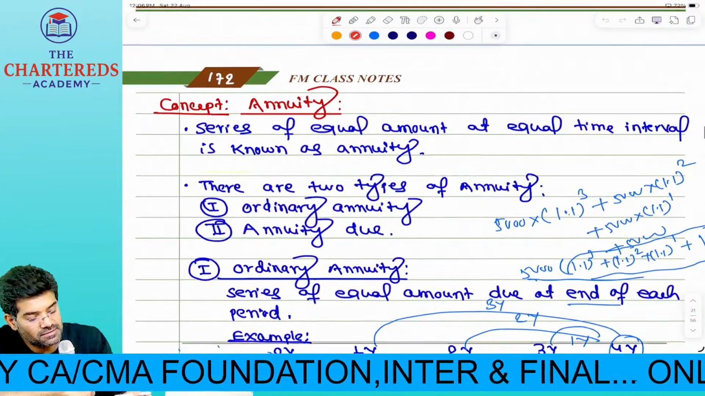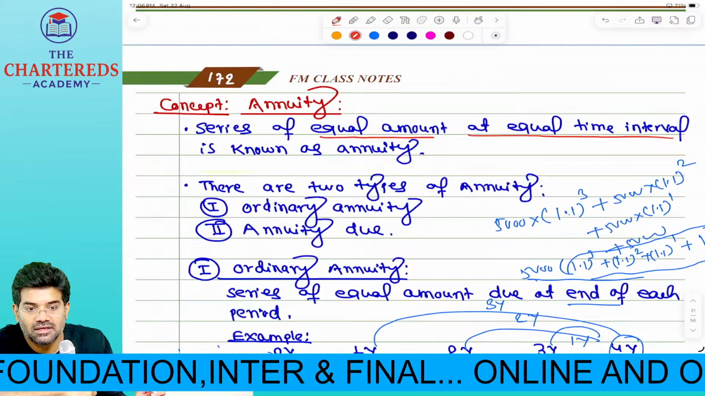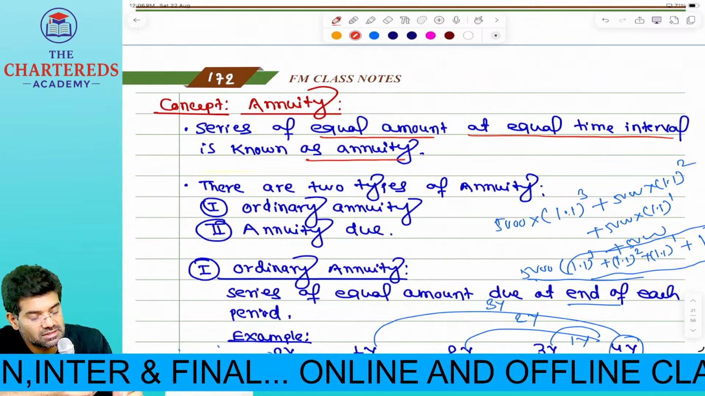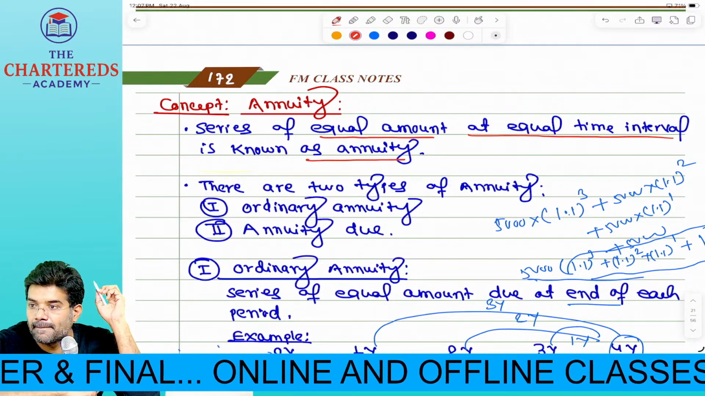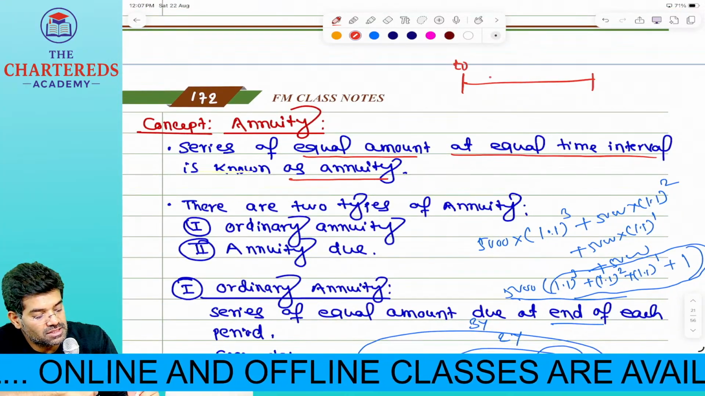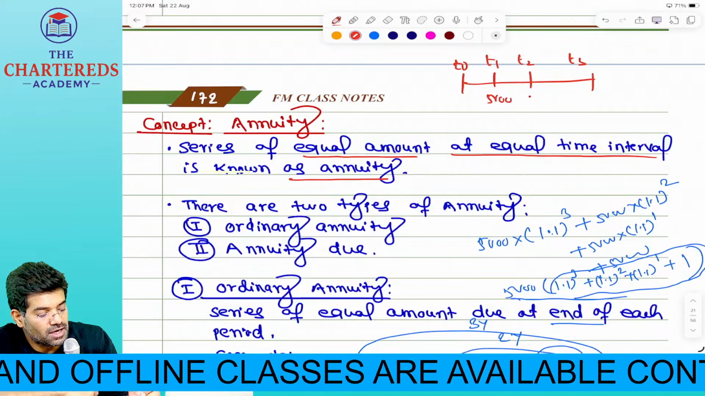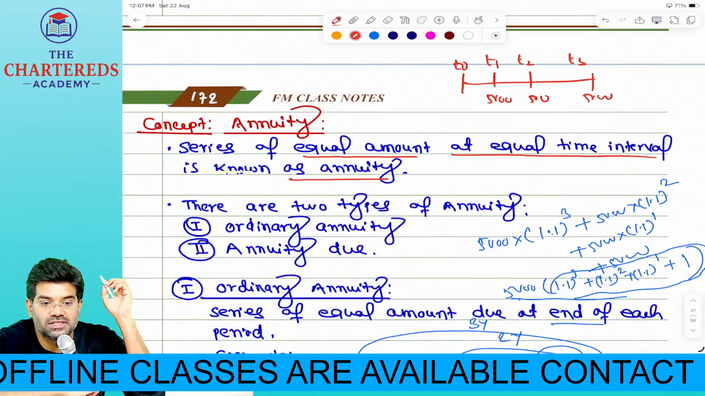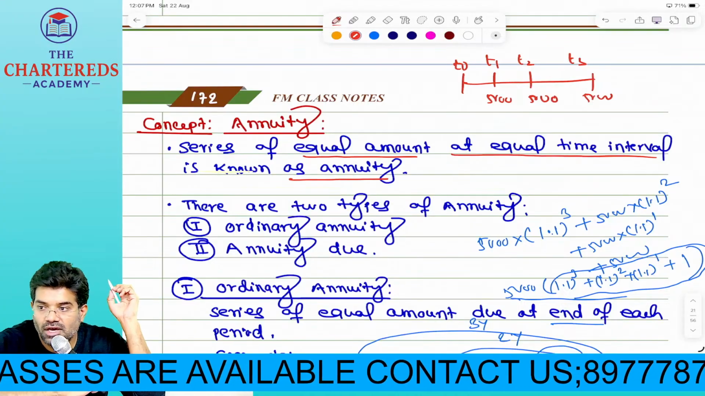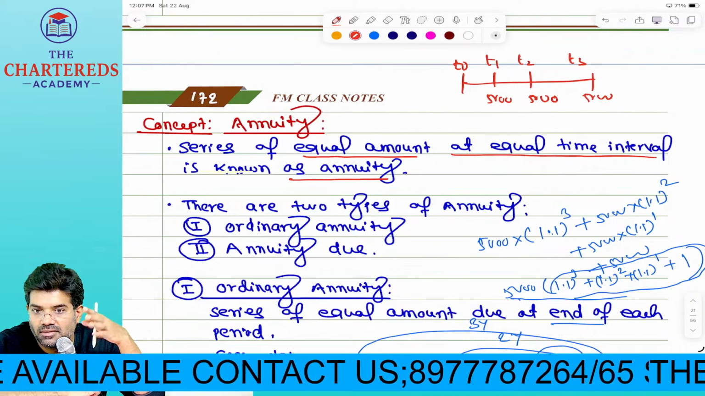Concept of annuity here: a series of equal amounts at equal time intervals. Equal amount, that is important. At equal time interval is known as annuity. Now tell me, see here, T0, 1, 2, 3, T1, T2, T3. 5,000 rupees I am investing at the end of every year. How much? 5,000 rupees, with the same equal interval. 1 year is a time gap, no? Can I call this annuity?